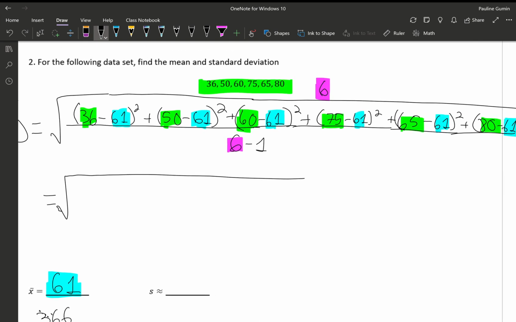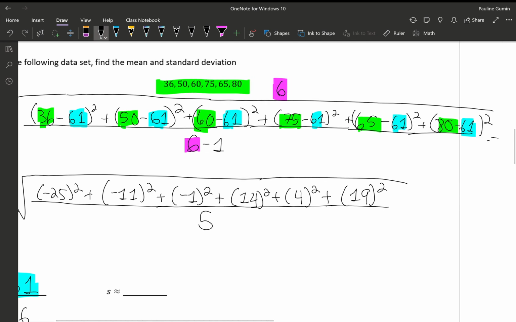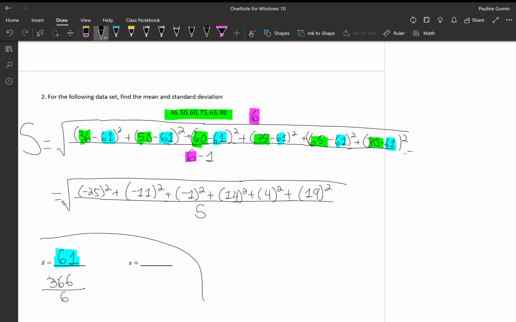Okay, 36 minus 61 is negative 25. 50 minus 61 is negative 11. 60 minus 61 is negative 1. 75 minus 61 is 14. 65 minus 61 is 4. And finally, 80 minus 61 is 19. On the bottom, 6 minus 1 is 5. We're almost there, friends.